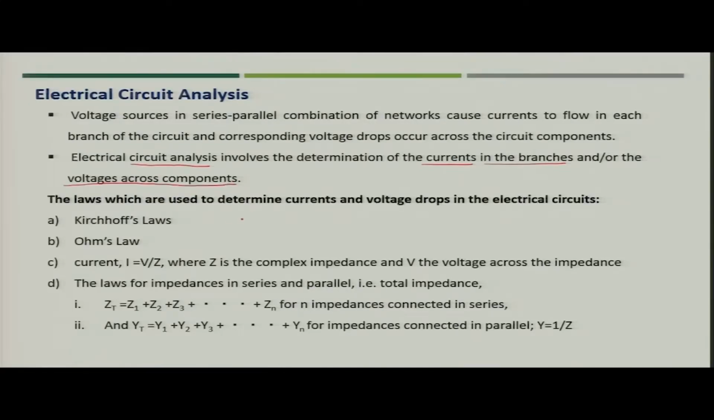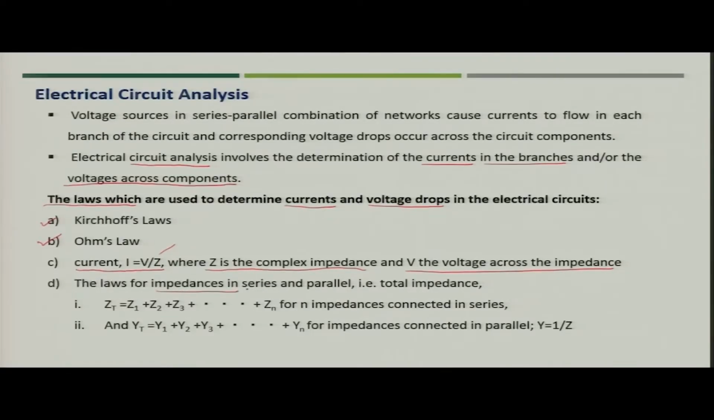Let us recap what we discussed till now related to circuit analysis. There are various laws used to determine the currents and voltage drops in an electrical circuit. We discussed Kirchhoff's law, and we also discussed Ohm's law. Ohm's law is nothing but finding the current I, that is V by Z. Here we are using Z instead of R because Z is the complex impedance, generally used when you have an AC sinusoidal waveform in the circuit, and then the voltage across the impedance.